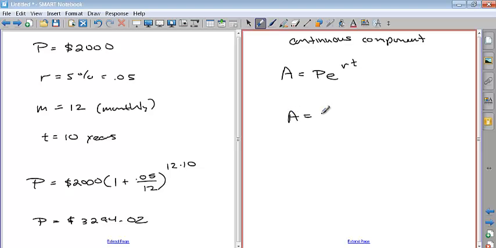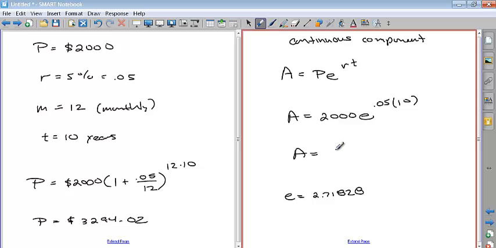So in our case, we have 2,000. We have e to the decimal equivalent of the interest rate times the number of years. So hopefully you have an exponential on your calculator, e. If you don't have it on a calculator, you can use 2.71828. That's close enough digits. So I do have it on my calculator. So 2,000 times e to the 0.05 times 10. And I should get close to this number, slightly larger. And if I didn't, then I go back and figure out what I did wrong.